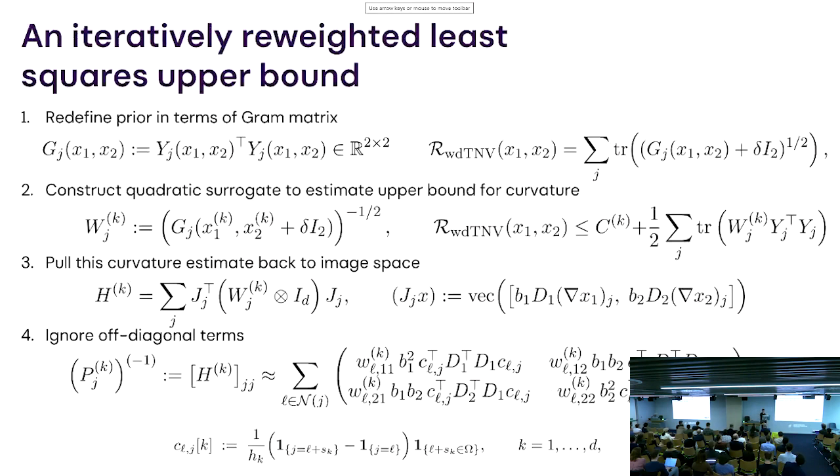So what we first do is redefine the prior in terms of a Gram matrix here. And then you can construct a quadratic surrogate to estimate an upper bound for the curvature in your Jacobian space, in this stacked gradient space. And then this gives you a big, scary, huge Hessian approximation. And what we can do is ignore some of the off-diagonal terms in this huge Hessian, pull this back to image space, and we end up with a preconditioner that looks something a little bit like this. So we've got a PET weighting, a SPECT weighting, and then these cross-modality coupling terms.